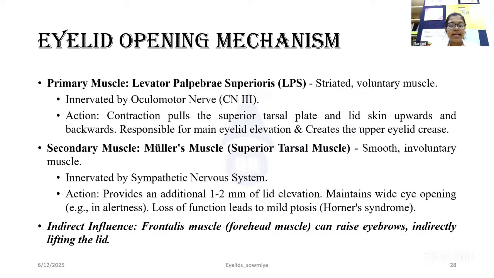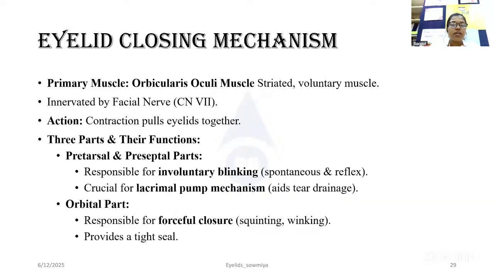Action: provides an additional 1 to 2 mm of lid elevation, maintains wide eye opening, for example in alertness. Loss of function leads to mild ptosis, as in Horner syndrome. Indirect influence: frontalis muscle, the forehead muscle, can raise the eyebrow, indirectly lifting the lids.